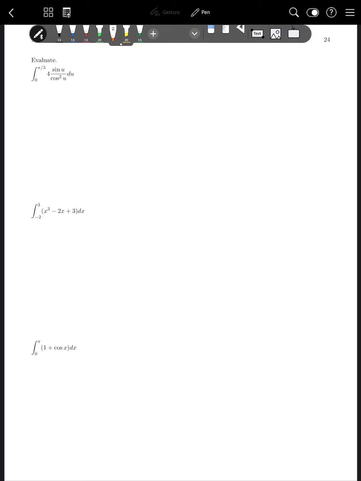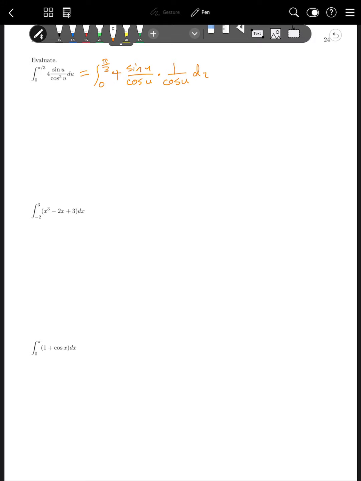Okay, so now that you've had a chance to try these, hopefully you all were able to do at least the bottom two here without too much trouble. But then the first two may take a little more work for us. So the first thing you want to do is simplify this a little bit, right? Because we don't have division. And so what you want to do is rewrite this using what we know about trig functions. So this would be the definite integral from 0 to pi over 3 of 4 times sine u over cosine u times 1 over cosine u.